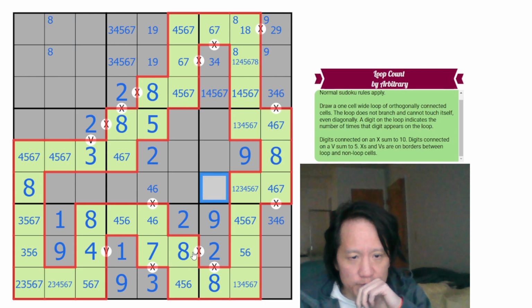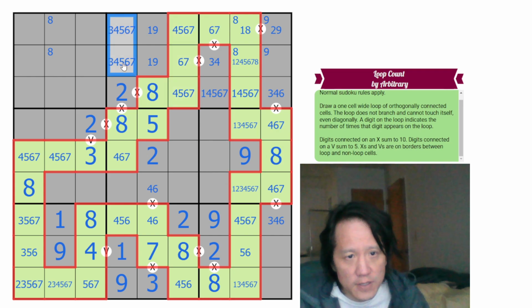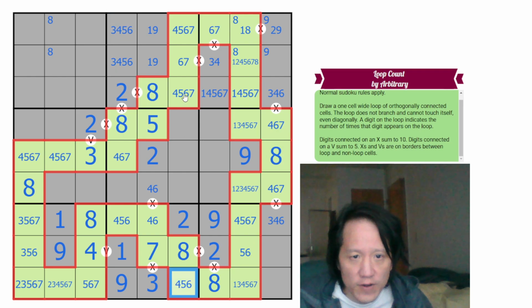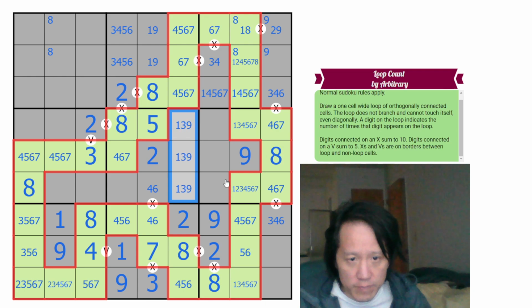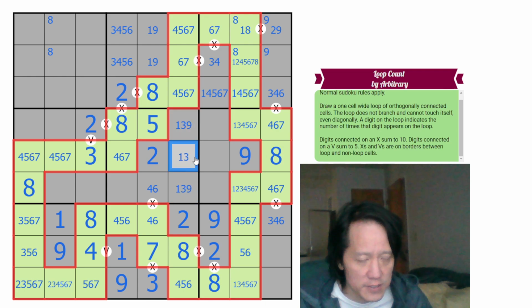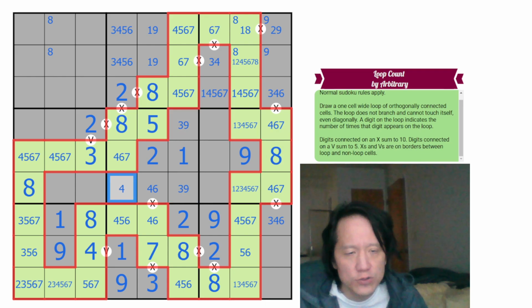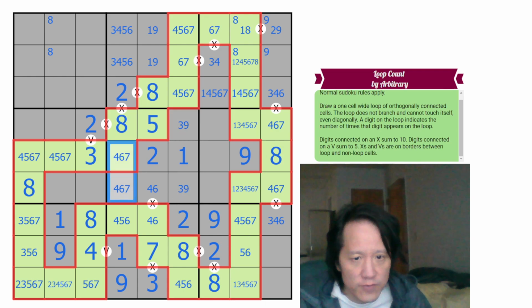Let's see. Seven has to be one of these three, so this can't be 7 because we have a 4, 5, 6, 7 quad. This has to be 1, 3, and 9. Obviously can't be 9. This can't be 3, so this is 1. This can't be 1. This can't be 1. So it's a 3, 9, 3, 9. This is 4, 6, and 7. So 7's one of these two.